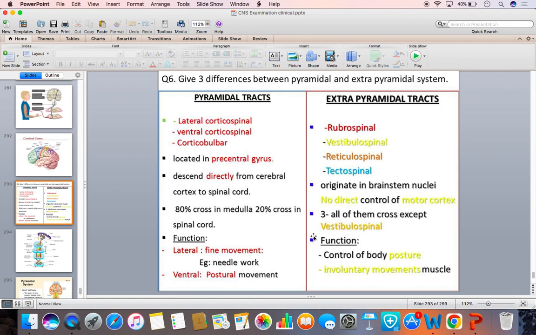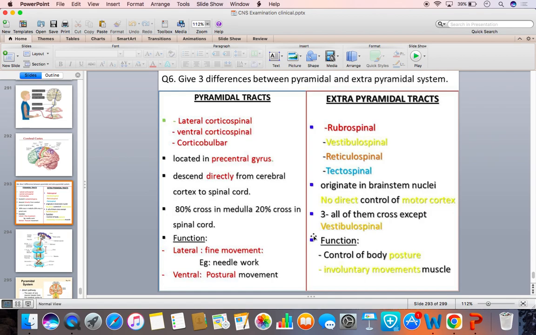Then the higher centers for the pyramidal tract are located in the precentral gyrus, that is the motor cortex, and descend directly from the cerebral cortex to the spinal cord. There is no stopover over the motor nuclei of the cranial nerves. 80% cross in the medulla, 20% cross in the spinal cord. Ultimately they form the lateral and the ventral corticospinal tracts. The lateral corticospinal tract is responsible for the fine movements, that is needlework, writing, etc.